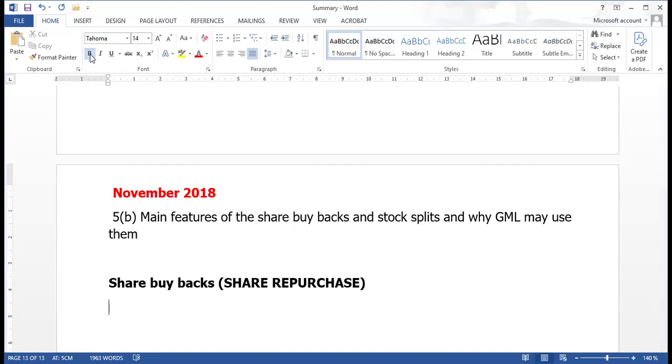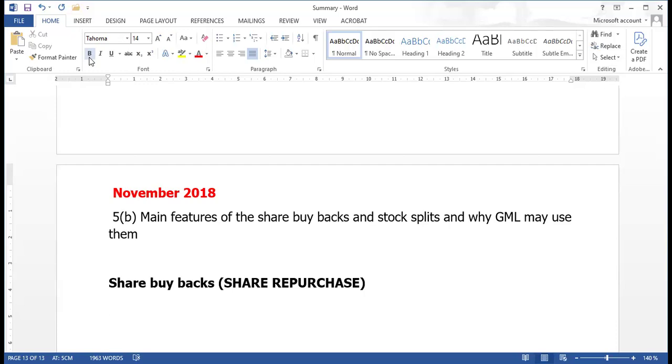So now this one, since you are looking for 14 marks, you really need to try to explain it. First of all, what is share buyback? What is share repurchase? Before you look at the features, and why you think that the management, the entity may use them. It is very, very key as you try to answer the question.